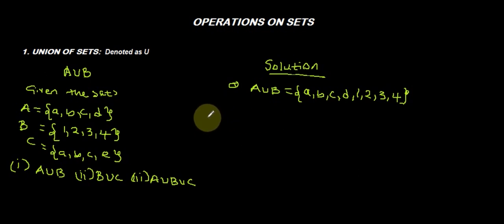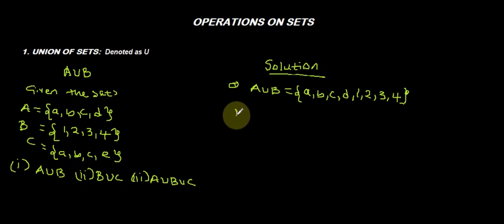Now assuming our set A and set B had something in common, maybe set A has 3 as one of its elements, you just have to pick one of it. So we just have to pick one of the 3 and apply it.